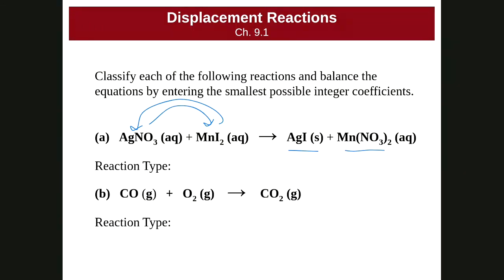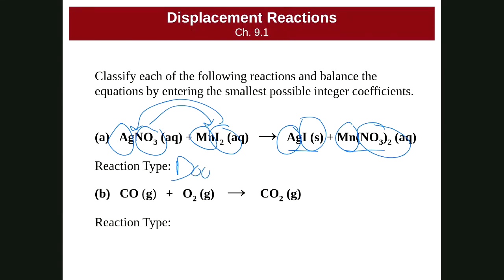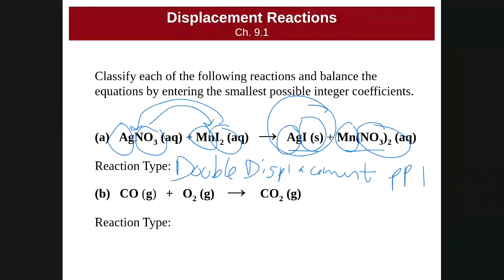So this reaction type has two ionic compounds exchanging their partners. So this is a double displacement reaction. And if you notice, we are also forming a solid, so that makes it a precipitation reaction, which I'm going to write as PPT. So it's a precipitation reaction, which is a category of our double displacement reactions.